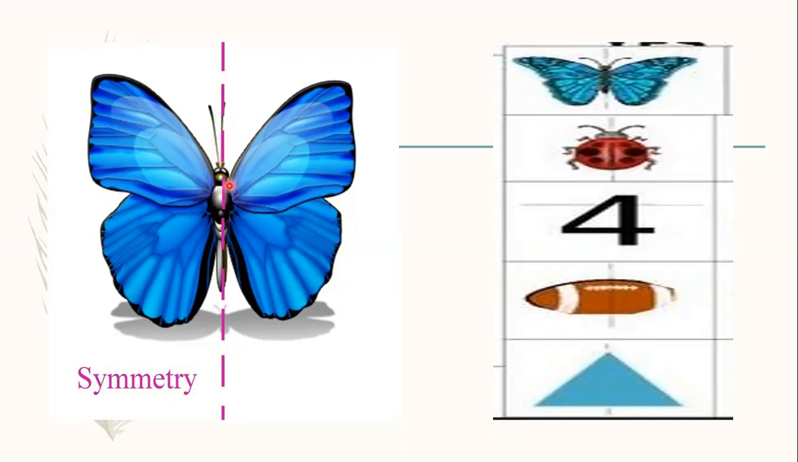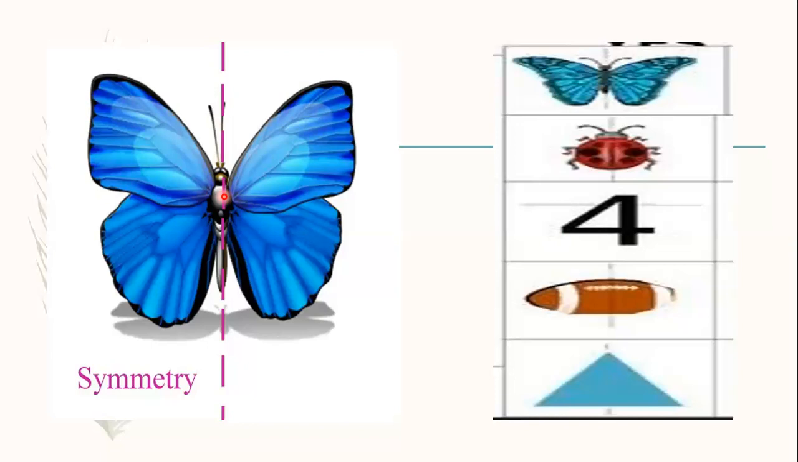Another method we can use for checking whether the figure is symmetrical or not: we will fold this figure along this line. If both the parts cover each other exactly, then it is said to be symmetrical.